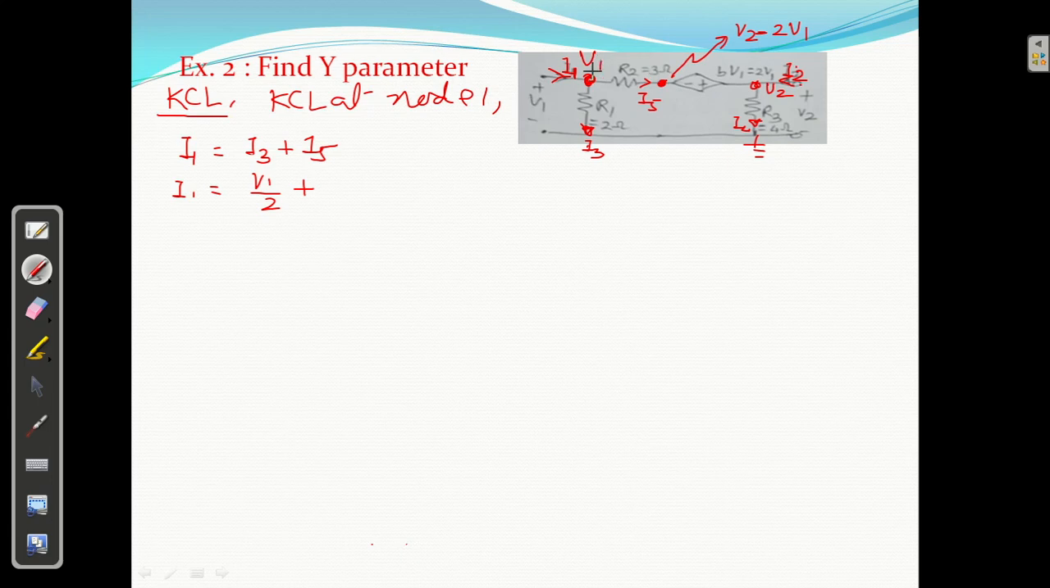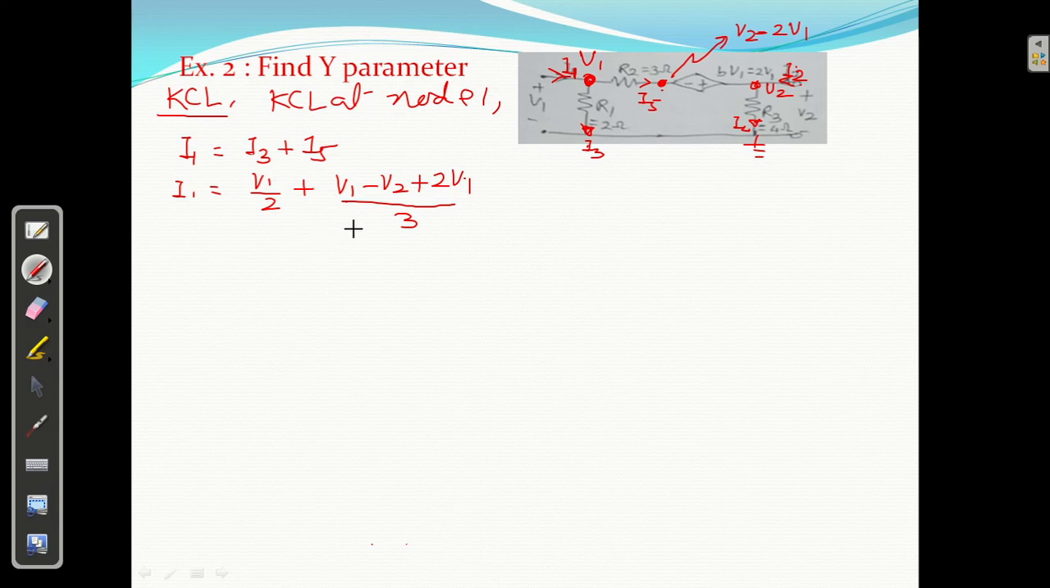ओके, सो I5 क्या होगा? पोटेंशियल डिफरेंस बिटवीन द टू एंड्स ऑफ द रेजिस्टेंस, दिस एंड दिस, V1 माइनस दिस, माइनस V2, और माइनस माइनस प्लस हो जाएगा 2V1. राइट ना? पोटेंशियल डिफरेंस कितना होगा? V1 माइनस दिस पोटेंशियल, V1 अपॉन व्हाट? 3 ohm.